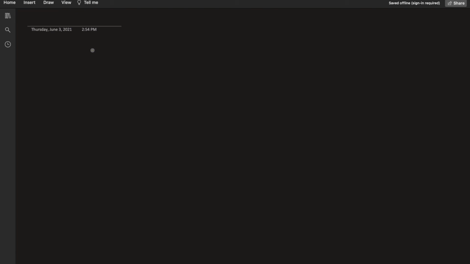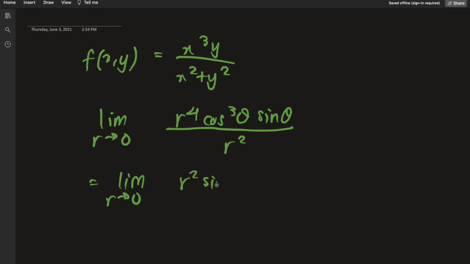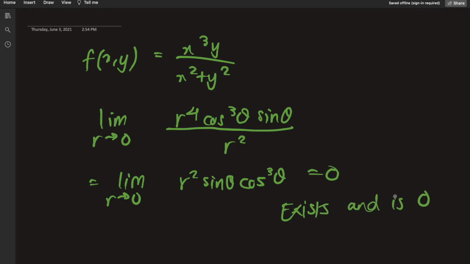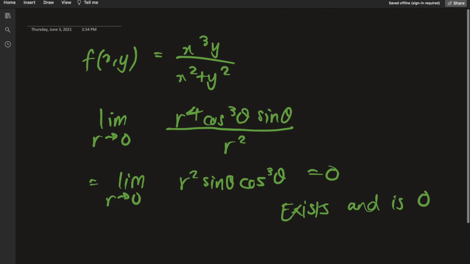Let's do the last two. F of x and y is x cubed y over x squared plus y squared. Since we have a nice denominator here, let's go with polar, limit at 0 again. Going with polar, we have r to the 4th cosine cubed theta sine theta divided by r squared. So you lose two r's. R squared sine theta cosine cubed theta in the limit will become 0, and it's 0 uniformly throughout. So this limit exists and is 0. You see how hard it is for a limit to actually exist in multivariable calculus, because it needs to be the same from whatever direction of approach you take.